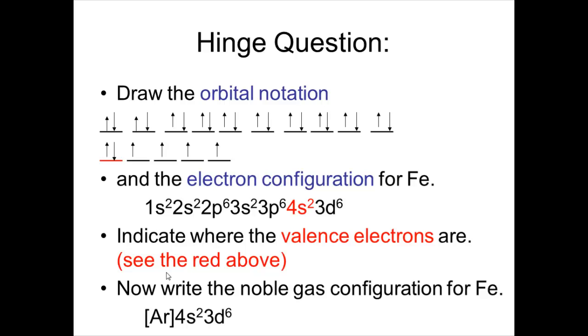Now to write the noble gas configuration for iron, find iron on the periodic table, move backwards on the table until you get to a noble gas in group 18. That should be argon. So I've written argon in brackets, and I still have to write the valence electrons. Everything that comes after argon in the configuration needs to be rewritten. 4s2 and 3d6 will get you right back to iron on the periodic table. Take a minute to make sure your noble gas configuration matches mine.